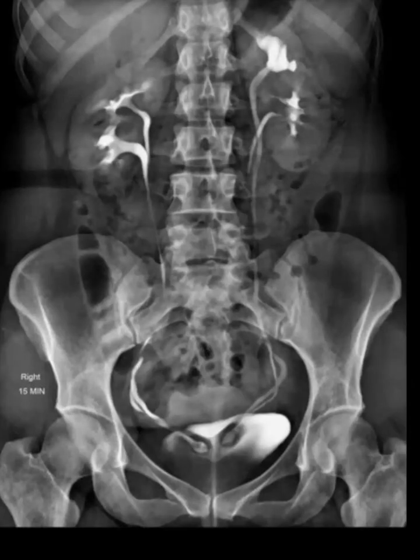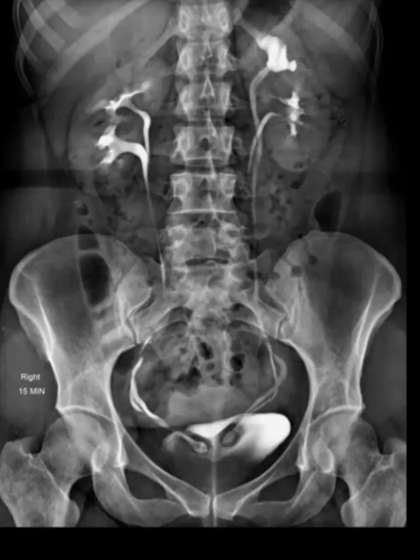Yes, it is a double ureter system. Basically a duplex ureter system on the left side, known as double ureter on both sides. Okay, yes, you can see the duplex ureter.